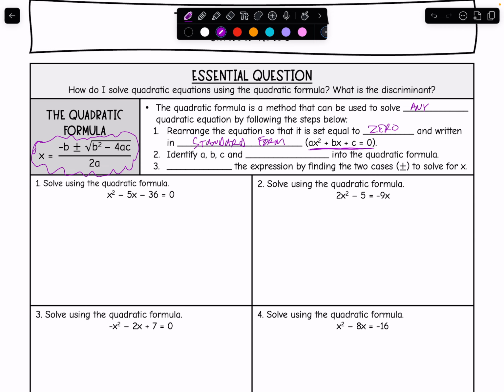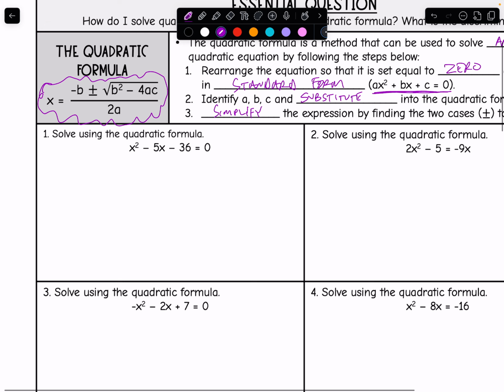All right. The next thing you do is you're going to identify the A, B, and C from your standard form and substitute those values into the quadratic formula. And then finally simplify that expression. And typically, you'll get 2 answers. Not always, but most of the time.